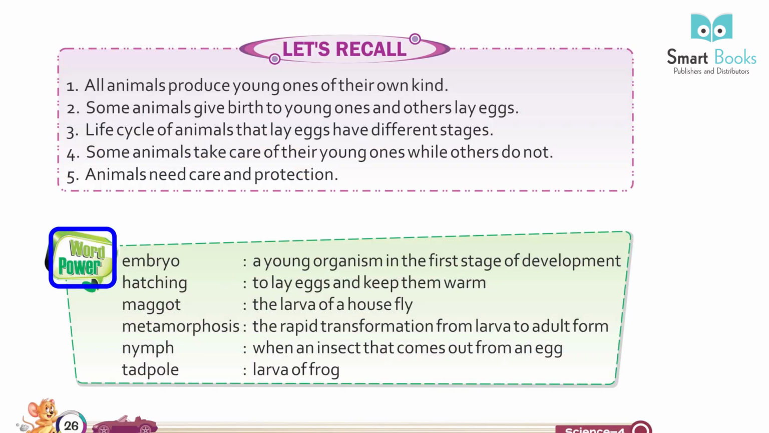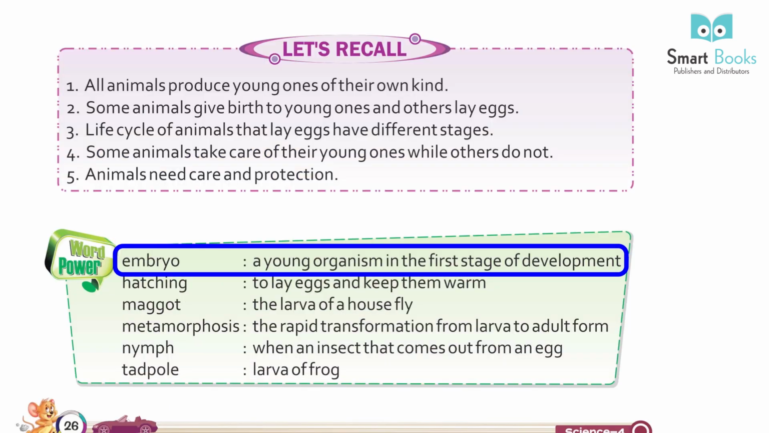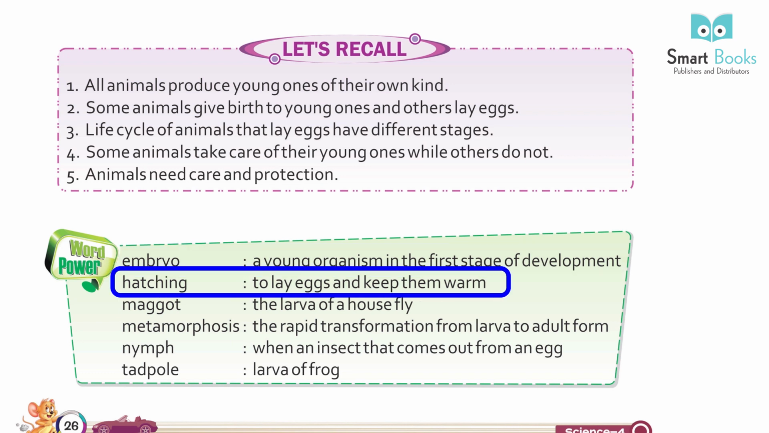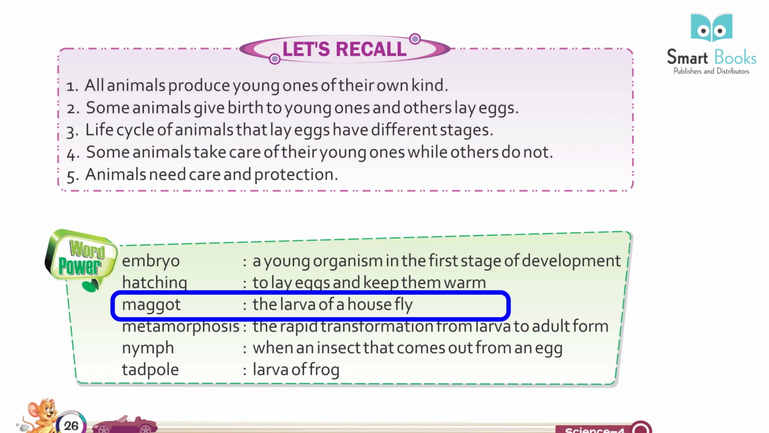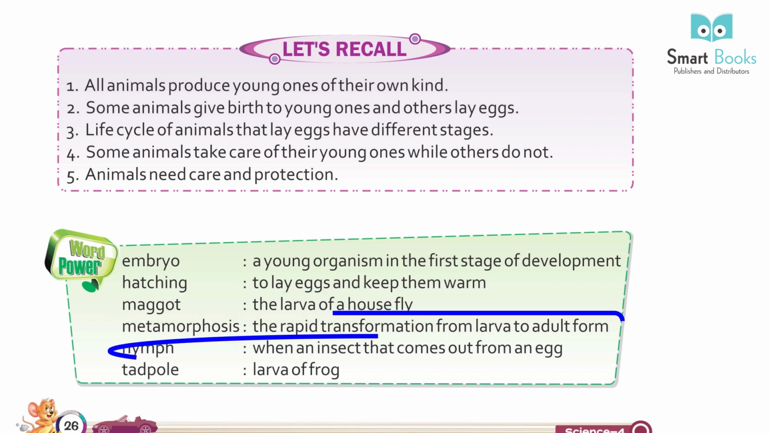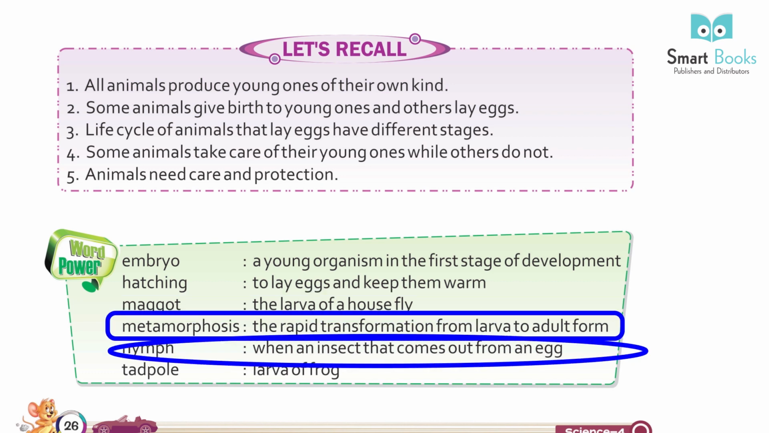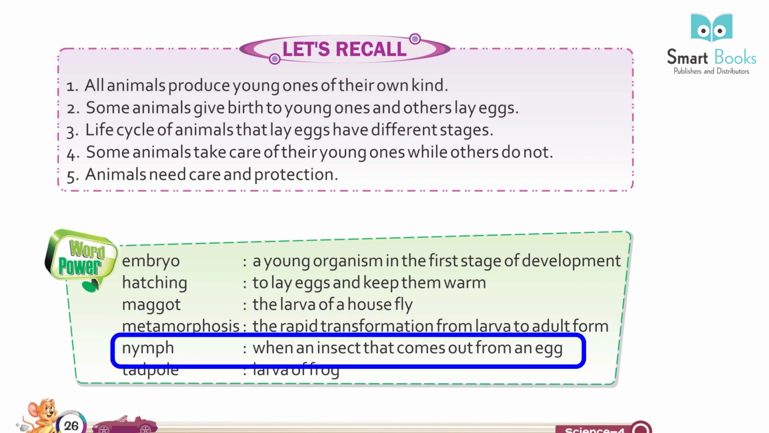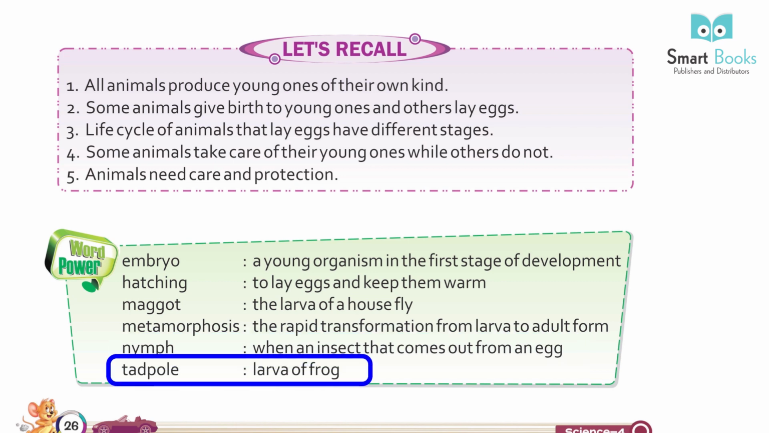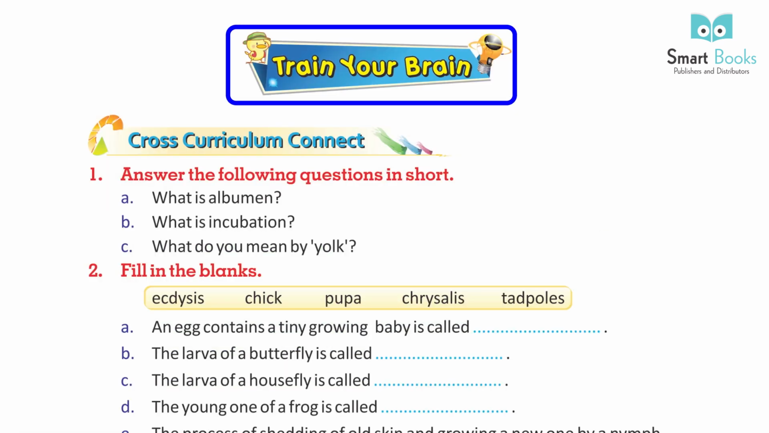Word power. Embryo: a young organism in the first stage of development. Hatching: to lay eggs and keep them warm. Maggot: the larva of a housefly. Metamorphosis: the rapid transformation from larva to adult form. Nymph: an insect that comes out from an egg. Tadpole: larva of a frog.